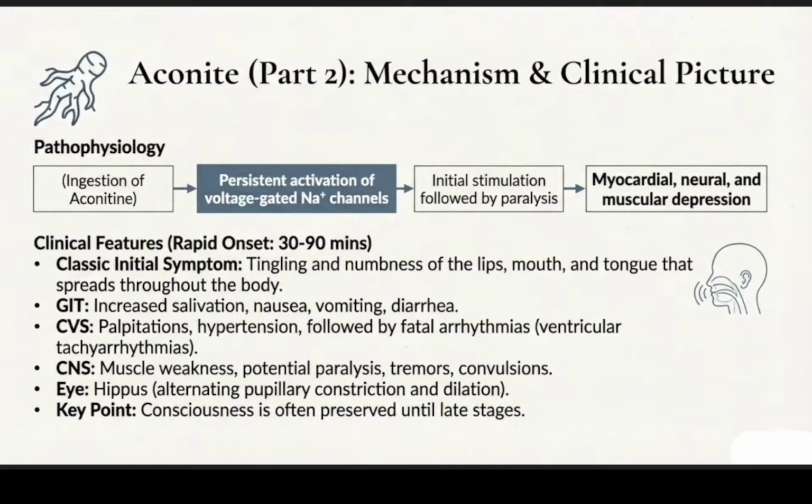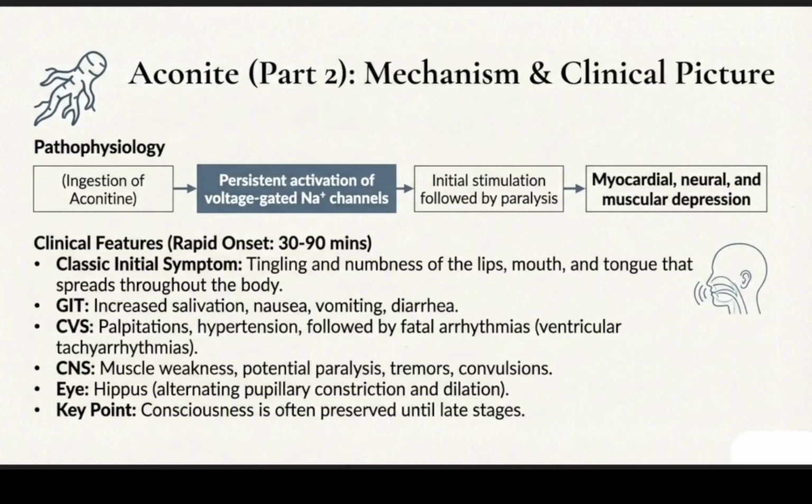What's the classical initial symptom? Tingling and numbness of the lips, mouth, and the tongue, and later on that is going to spread to the entire body. Apart from that, increased salivation, nausea, vomiting and diarrhea, plus palpitation and hypertension, followed by the fatal arrhythmias, that is ventricular tachyarrhythmias.